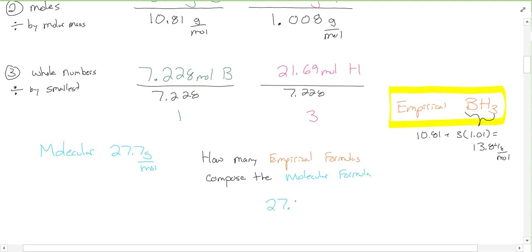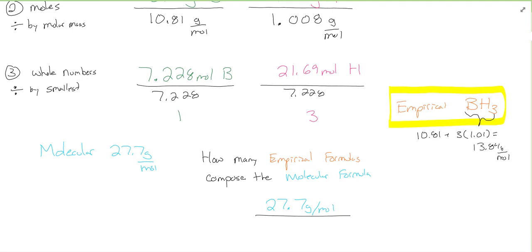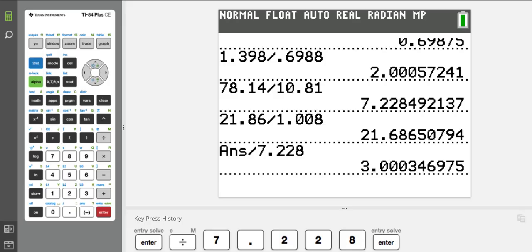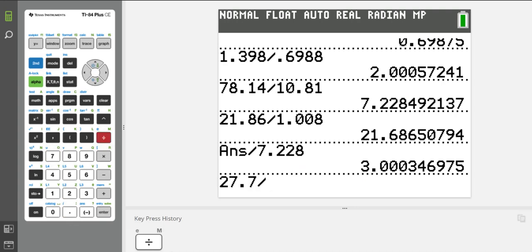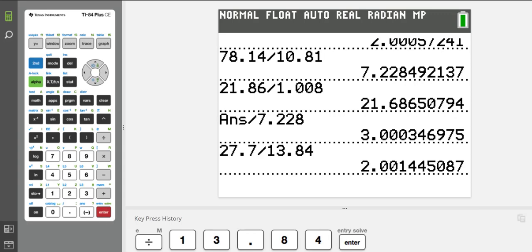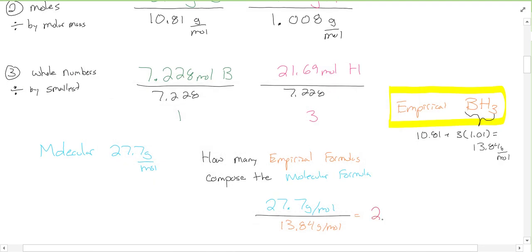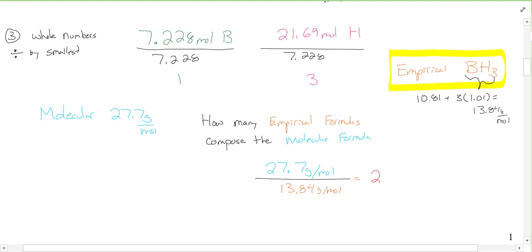So if I know the molecular formula is 27.7 grams per mole, let's see how many empiricals go into it. 13.84. So if I take 27.7 divided by 13.84, looks like I get 2. So 2 empiricals make up the molecular. So I take my empirical formula and I double it. So BH3, I don't put a 2 in front. That's not where I put it. I go B2H6, and that would be my molecular formula.